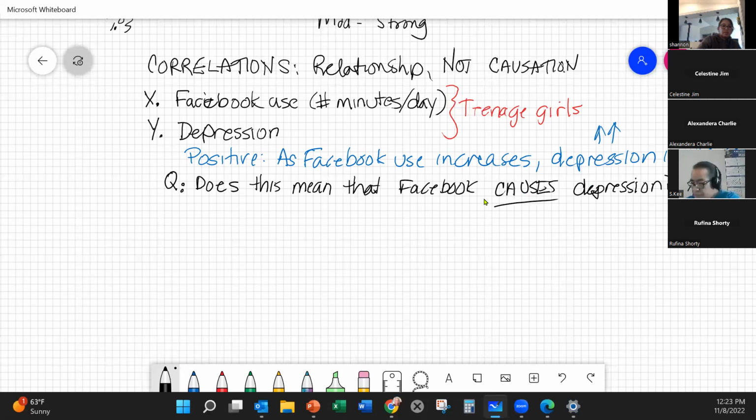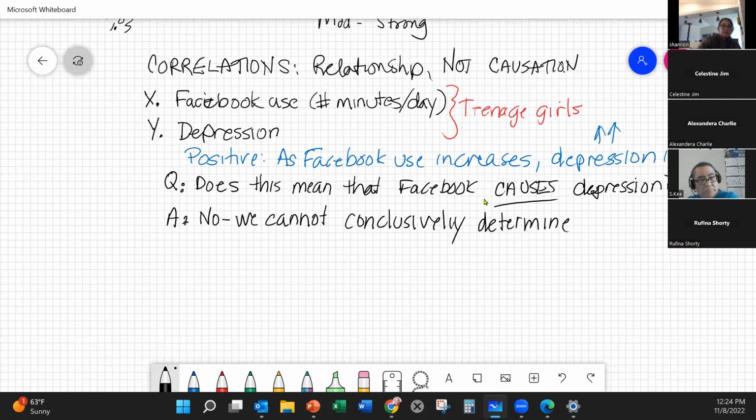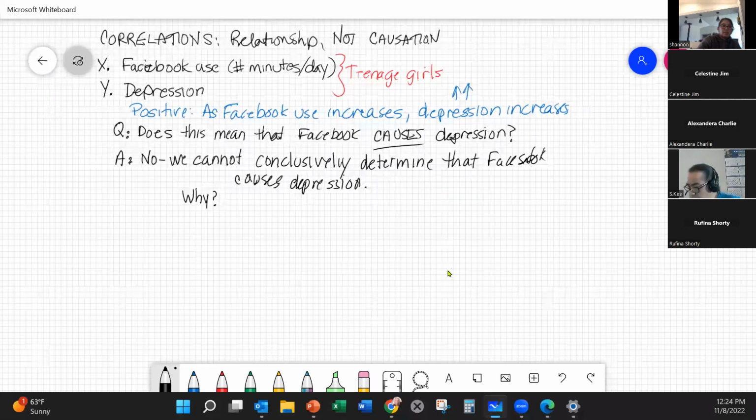And in this case, the answer is no, we cannot conclusively determine that Facebook causes depression. Why? Because there are 3 possible explanations for the relationship.